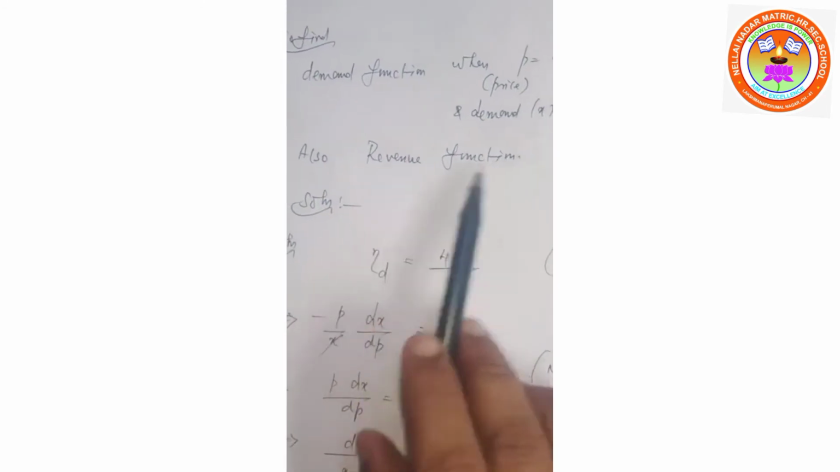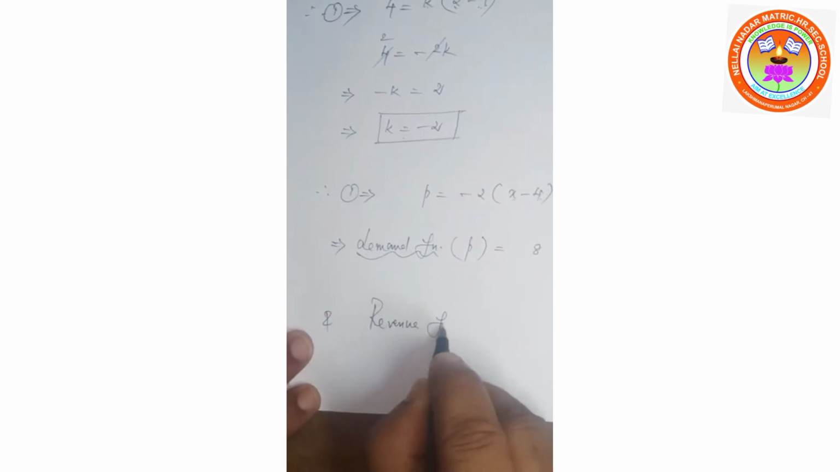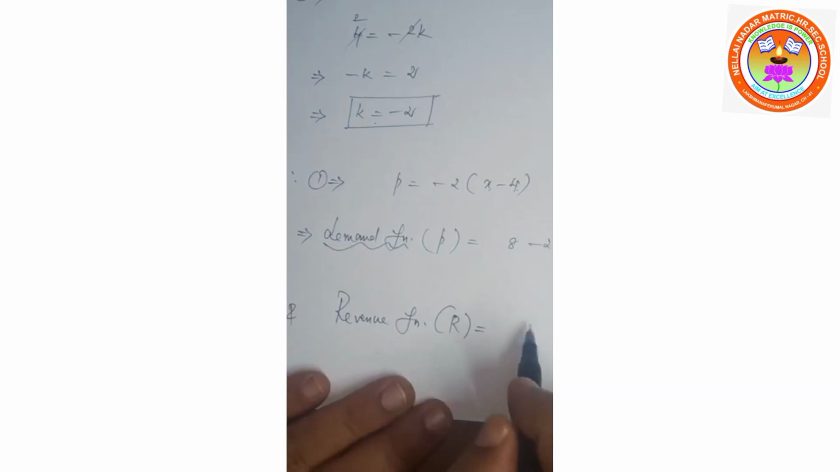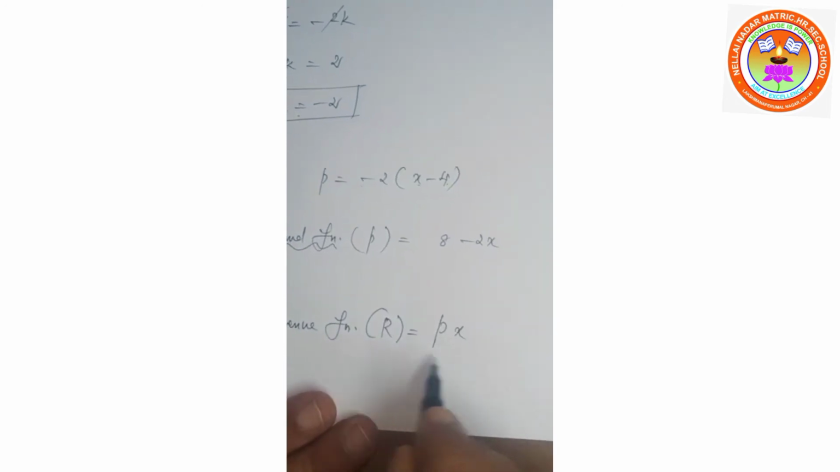Now the demand function is over. Then you have to find out the revenue function. Revenue function formula is p into x. It's the formula for the revenue function.